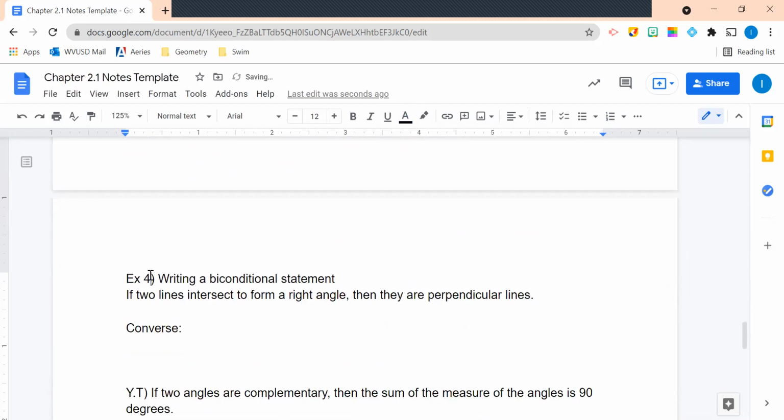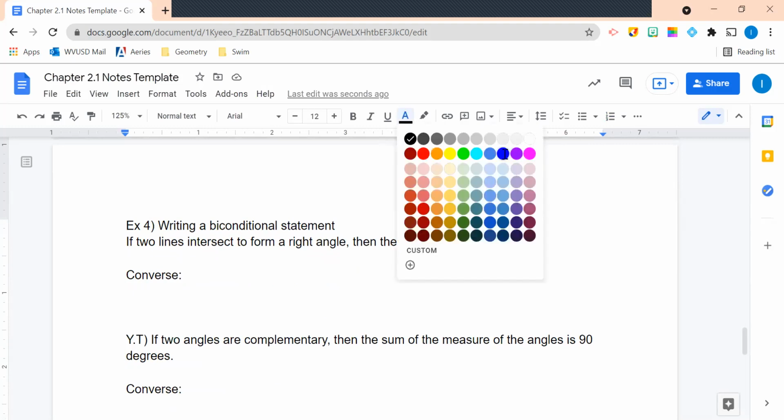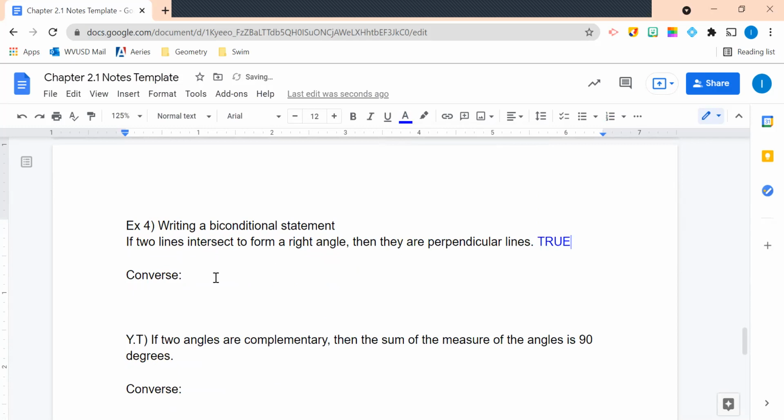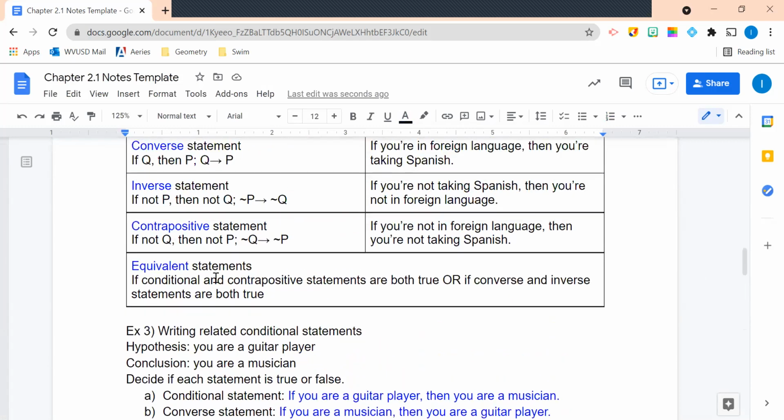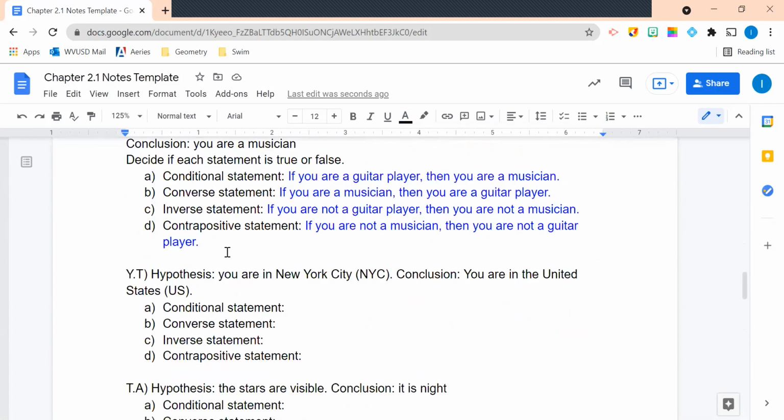Example 4. If two lines intersect to form a right angle, then they are perpendicular lines. Is this true or false? Well, if you have two lines that intersect and they form a right angle, that's the definition of perpendicular lines. So we're going to say that's true. We need to check to see if the converse is true, then we can write a biconditional statement. So remember, the converse is going to be switching the hypothesis and the conclusion.